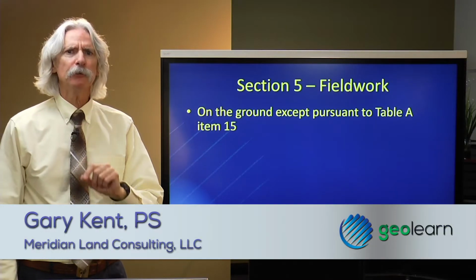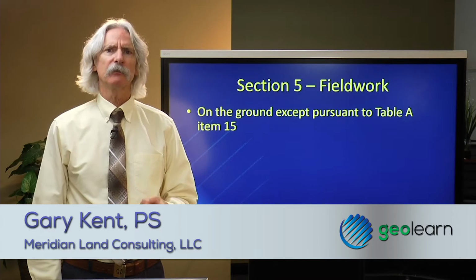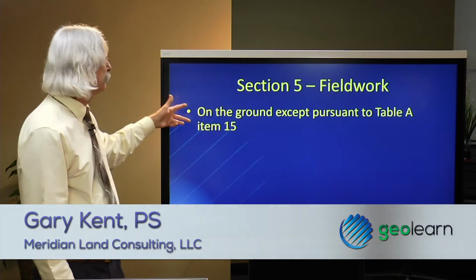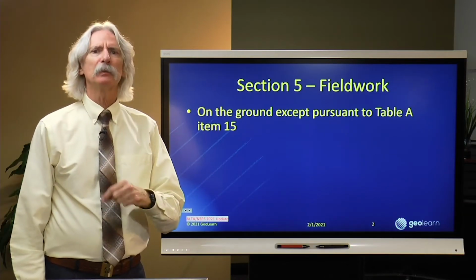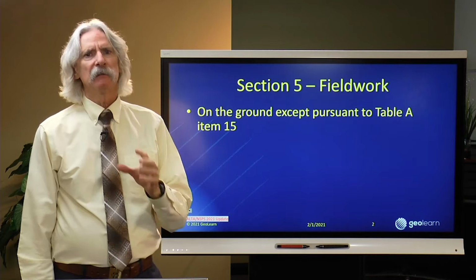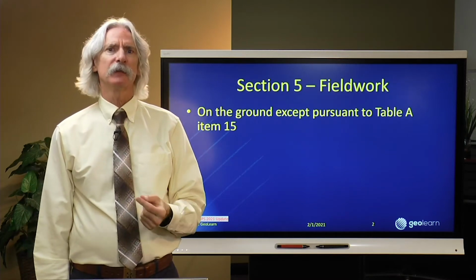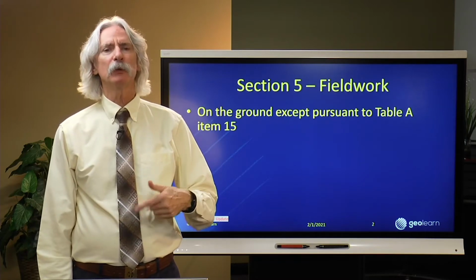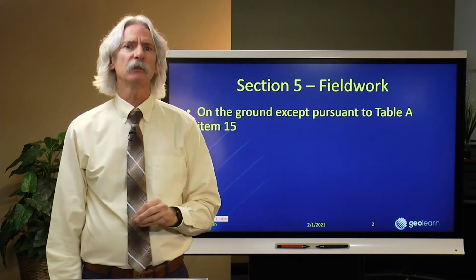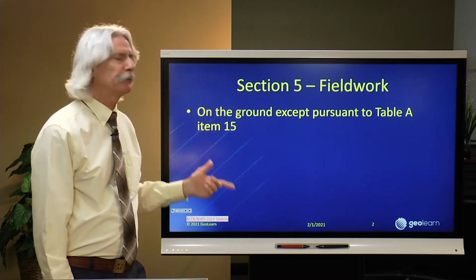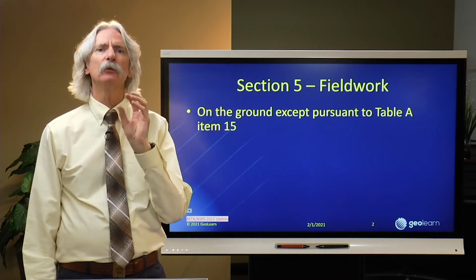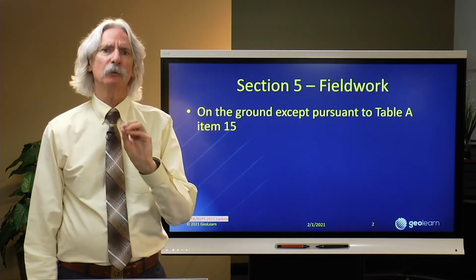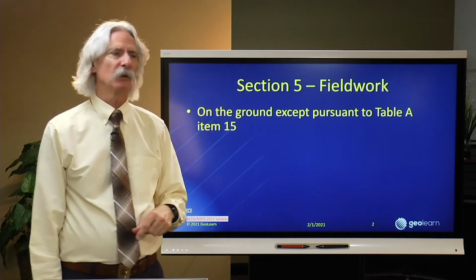Okay, so the first thing we find in section 5 is the introductory paragraph. And we cover several different things there. First is that a land title survey has to be performed on the ground. Now, there's an exception to that, or an option for an exception, which we will address when we talk in the course on Table A, and that's Table A, Item 15, which is an option that they're to do some things other than doing them on the ground. But we'll talk about that when we get to Table A.